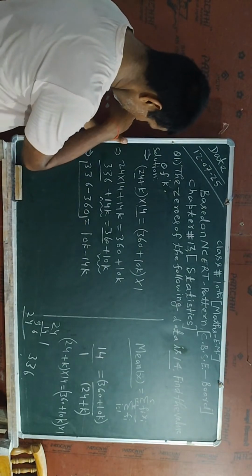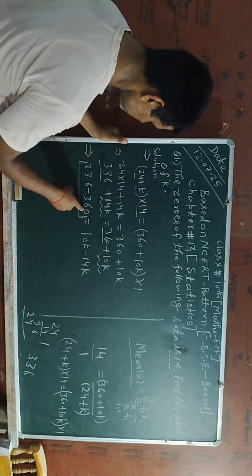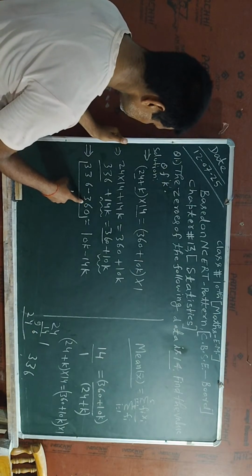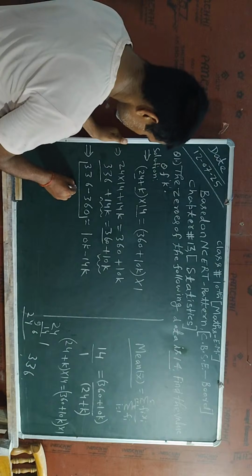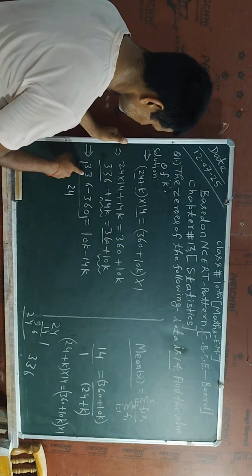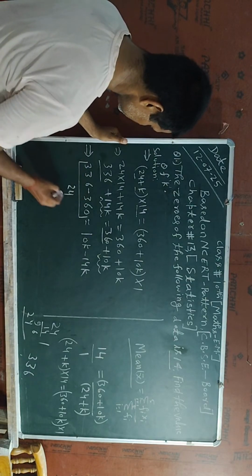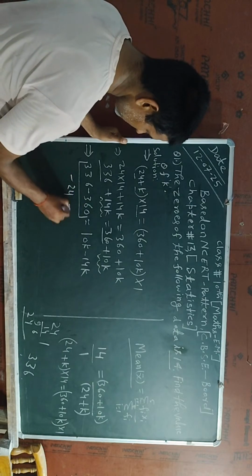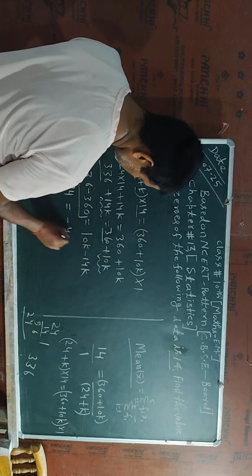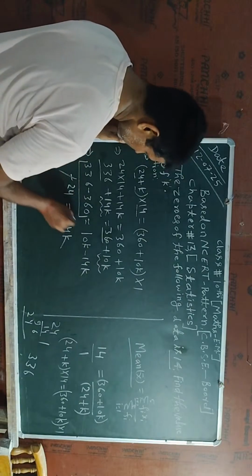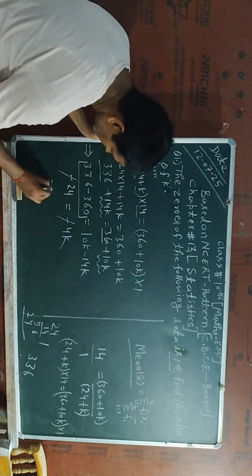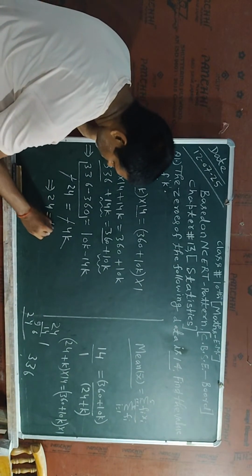So here I will subtract 10 minus 6, that will be 4. Here will be 5, 5 minus 3, that will be 2. And here is 3, so this value will be negative. Again here I will write, and 14 minus 10, that will be minus 4, which is equal to this. Now this minus sign and this minus sign will cancel out, and after cancelling I will write 24, which is equal to 4k.